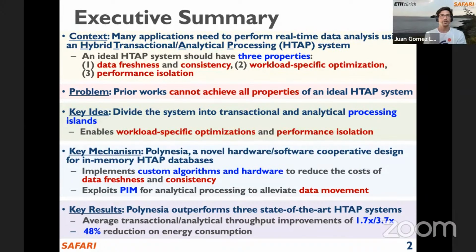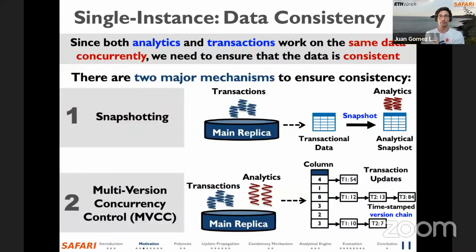Makes sense. Okay. Yeah, I have a couple of questions as well. You introduced snapshotting and MVCC, and one of the things that you mentioned is that they have a lot of data movement overhead, right, due to this memcopy operation. I assume that this memcopy operation is handled by the copy unit that the transactional islands have.